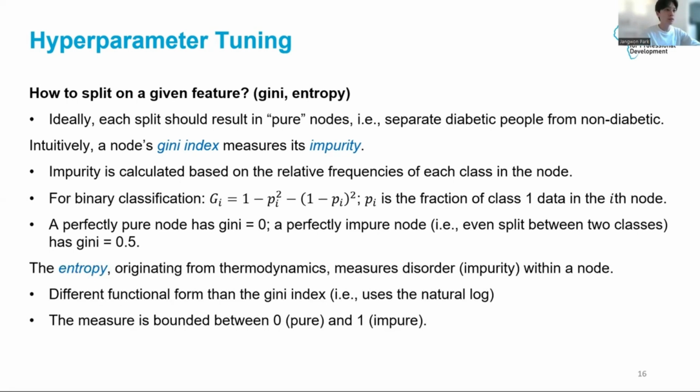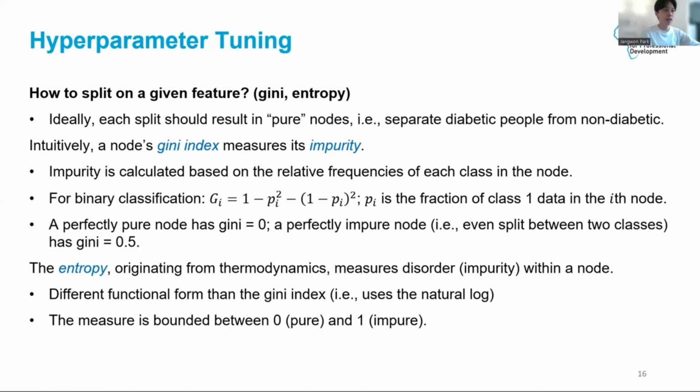Another popular measure of impurity is the entropy measure, which originates from thermodynamics. Entropy uses a different formula than the Gini index, which involves the use of the log function. Another main difference between the Gini index and the entropy measure is that entropy is bounded between 0 and 1, 0 representing a perfectly pure node and 1 representing a perfectly impure node, instead of being bounded between 0 and 0.5, as is the case for the Gini index. But many people prefer to use the Gini index because it's faster to compute, and it's faster precisely because it doesn't have the log function.